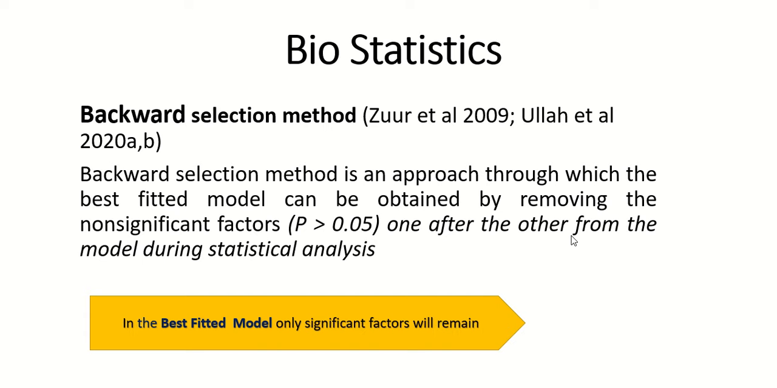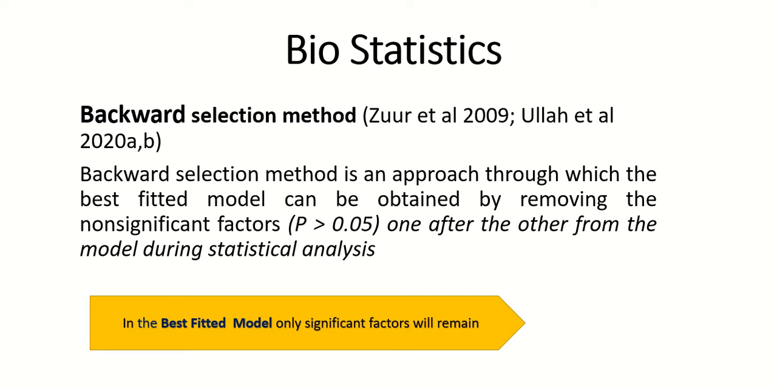Today we are going to discuss the backward selection method in biostatistics. These are the references given for this methodology, which have been used by these scientists and scholars in their papers as a methodology. The backward selection method is normally used to find a best fitted model for your analysis. If you are going to associate some traits with other factors, you need a best fitted model for your interpretation in order to get the significant values.